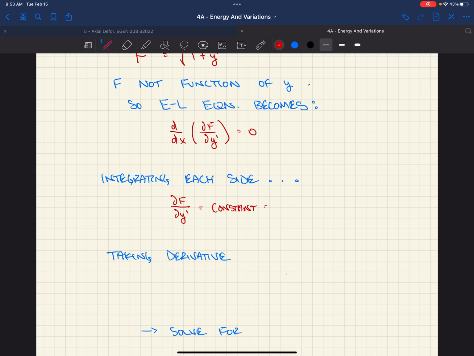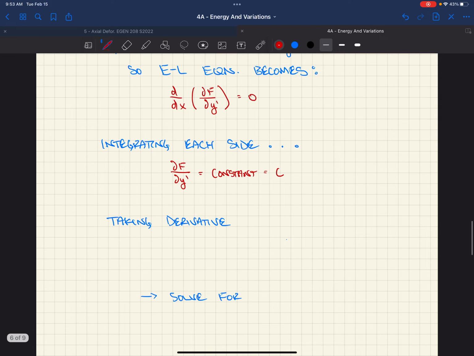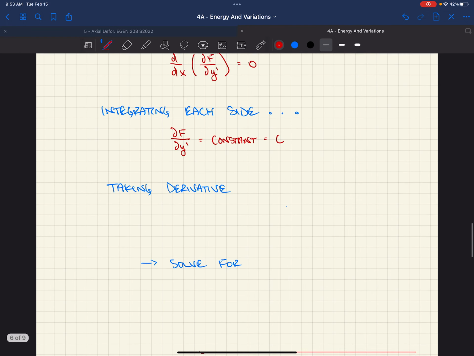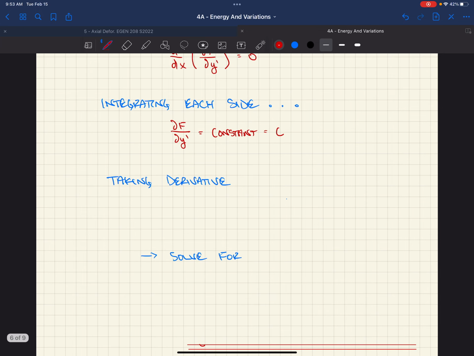We get some sort of constant, C. It's based on integrating, right? The constant of integration. We're going to integrate both sides, so we get rid of the d/dx, but now we get a constant. Now we want to take the derivative, right?